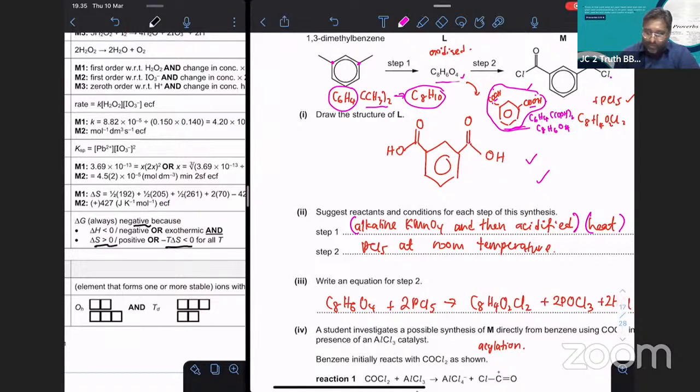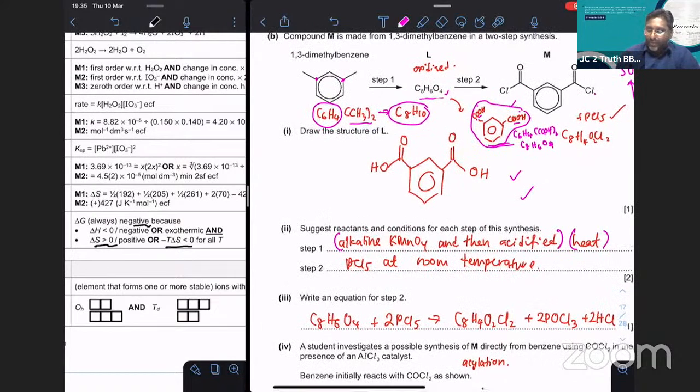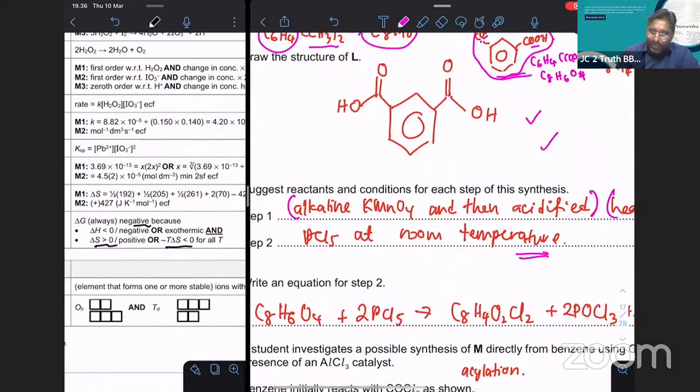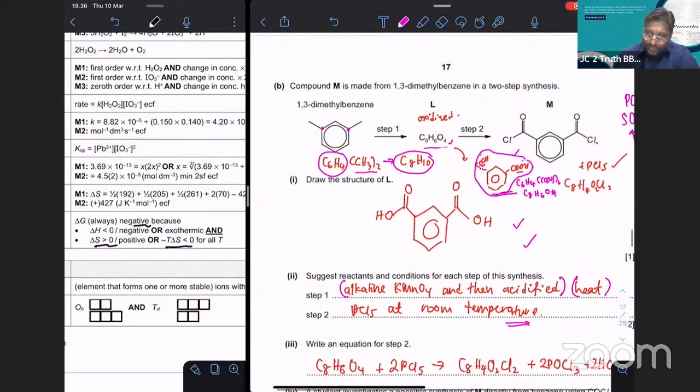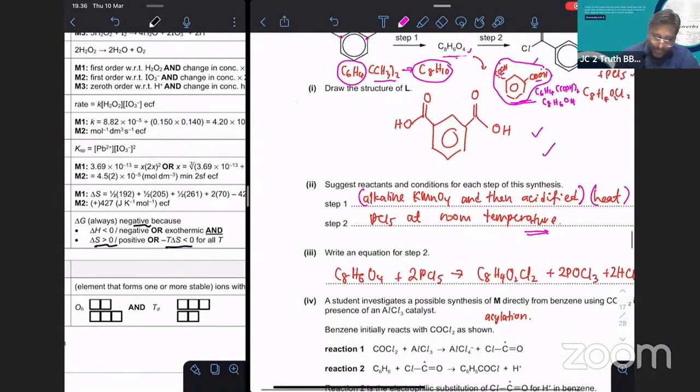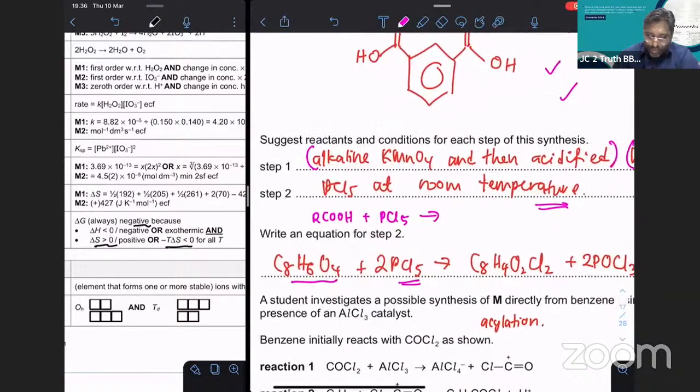And then the last one, the step number 2 is going to be you need to use PCl5. I selected PCl5, and the condition is going to be room temperature. Yeah, and then writing the equation for step number 2. What is step number 2? So you see C8H6O4, and then you are reacting with PCl5. Basically what happens is, if you have RCOOH, when I react with PCl5, what do I normally have? It's going to be RCOCl, and then you have POCl3 and HCl.